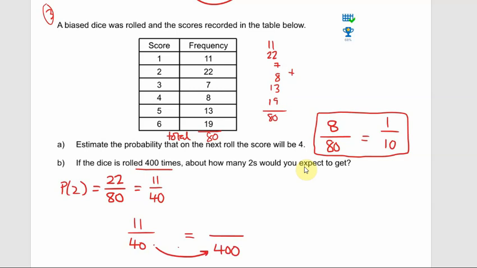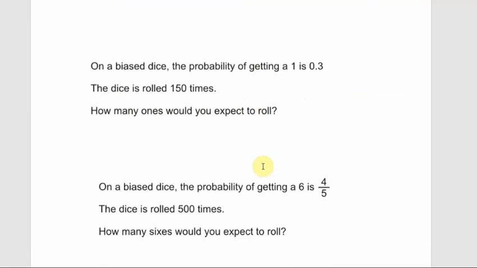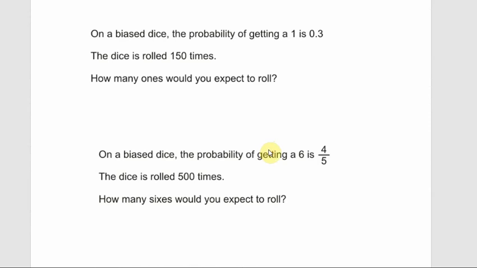Well, this is equivalent fraction work. I've times by 10 here, so I want to times by 10 here. So if we rolled it 400 rolls, we expect 110 2s. Okay, that was question 3, so this is going to be question 4 and then 5 and so on.